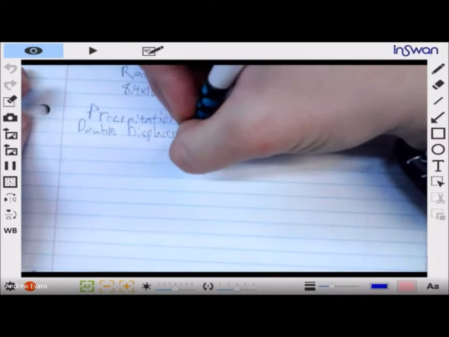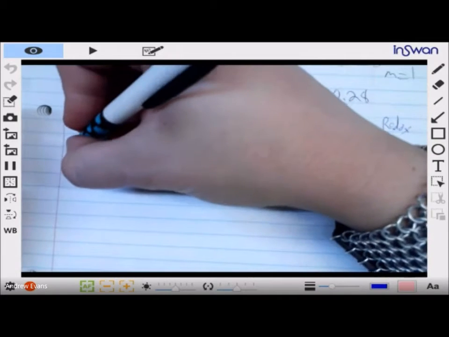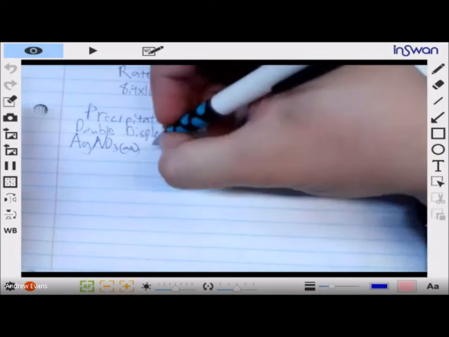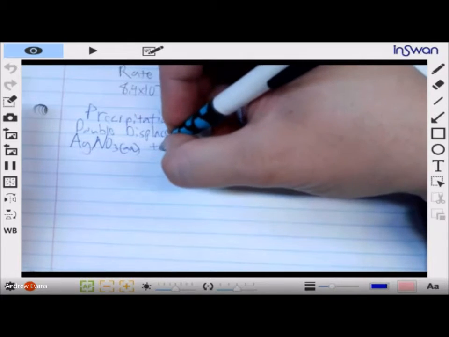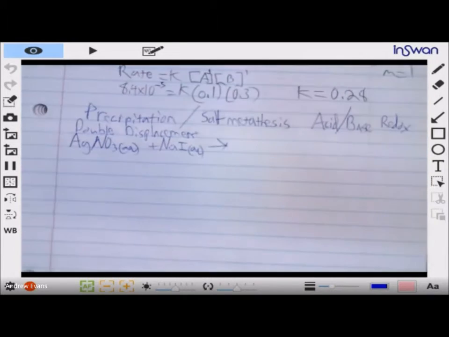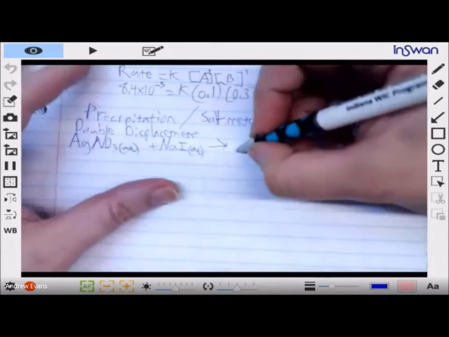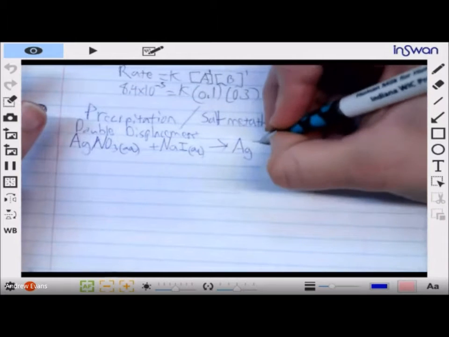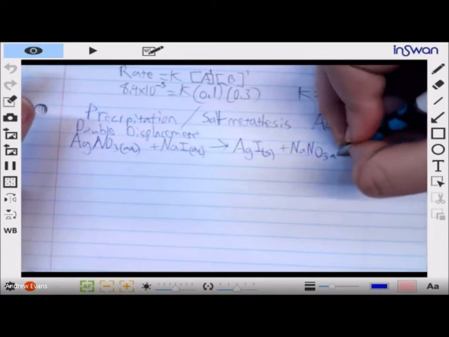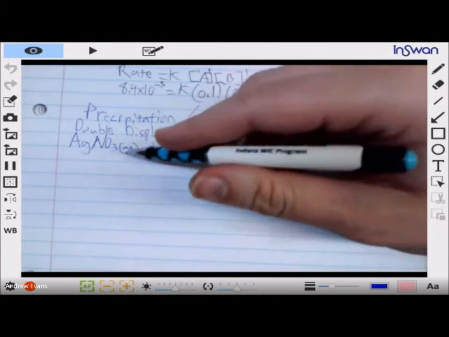where we have two aqueous scenarios. So I'm going to use the abundantly clear one: silver nitrate, aqueous, and, say, sodium iodide, aqueous. Silver nitrate and sodium iodide form a solid, silver iodide, and an aqueous solution, sodium nitrate. The big idea is two aqueous come together to form a solid.